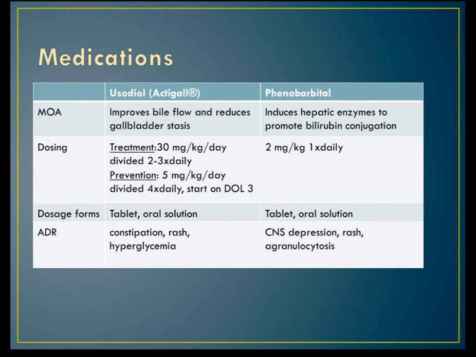The Actigall improves bile flow and reduces gallbladder stasis. It does this by actually decreasing the cholesterol content of bile and bile stones by reducing secretions of cholesterol from the liver. So this basically decreases the biliary sludge and it helps things flow out of the liver to prevent any type of backup. There are 2 different dosing regimens. One's for treatment, one's for prevention.